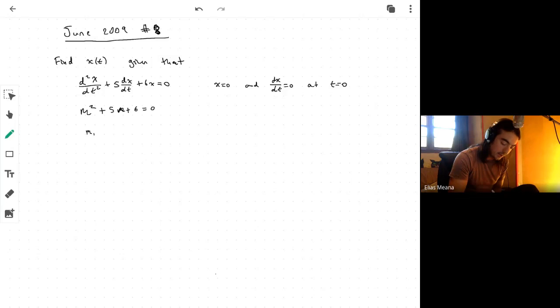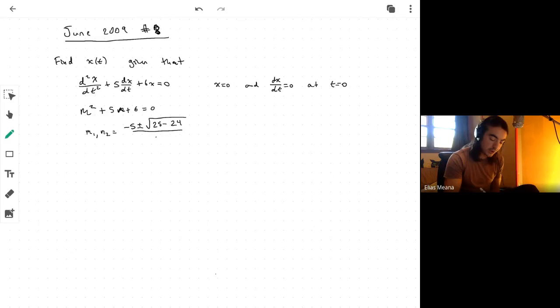So we'll say m1, m2 equals -5 plus or minus the square root of 5 squared, so 25, minus 4 times a times c, well, that's nice, over 2, right? So we're going to have m1 equals -5 plus 1, so -4 over 2 is -2, and m2, does this factorize?